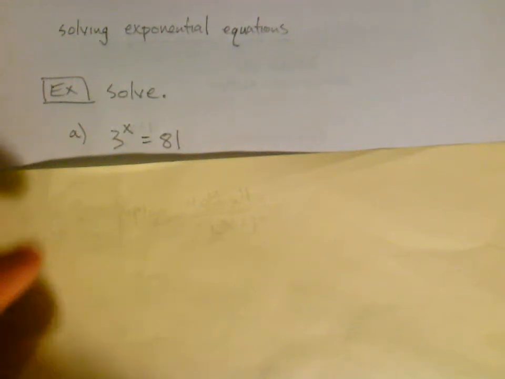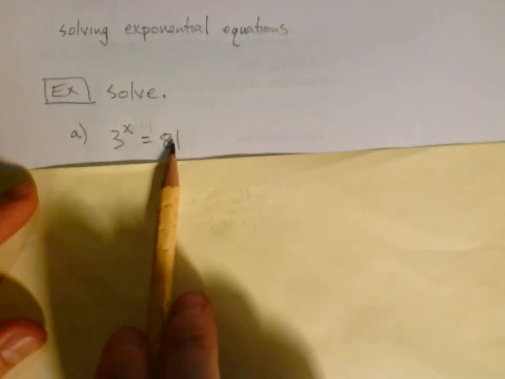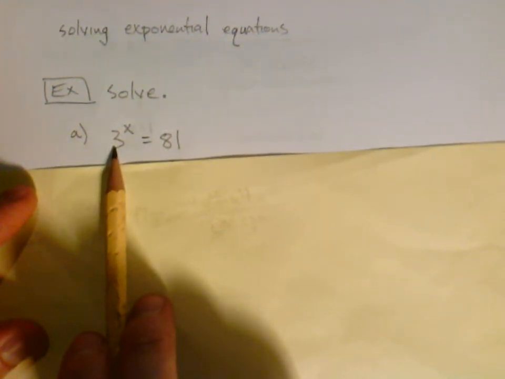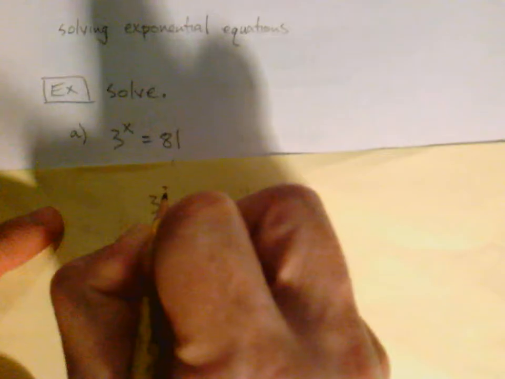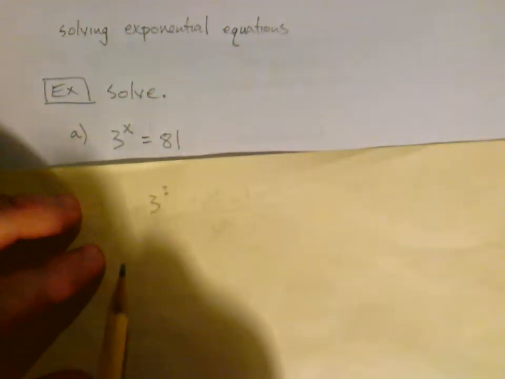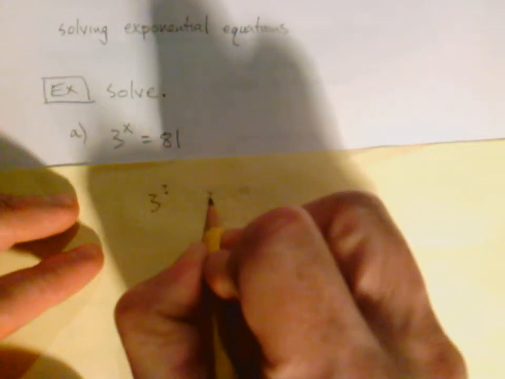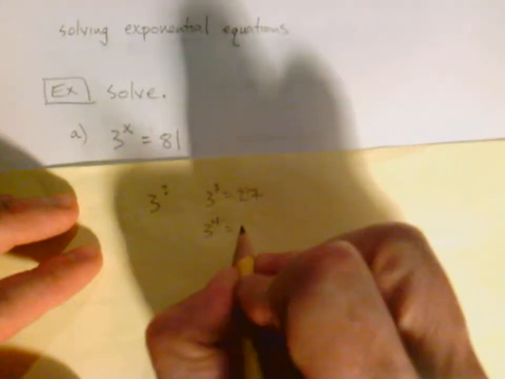So here's what we're going to do. On the left side, I have a base of 3. So I'm going to rewrite the number on the right side as having that same base. I'm going to think to myself, 81 raised to what power? Or excuse me, 3 raised to what power would give me 81? I'm not sure, so I'd grab my calculator. Is it 3 raised to the third power? Well, 3 raised to the third turns out to be 27. Is it 3 raised to the fourth power? Oh, 3 raised to the fourth is 81.